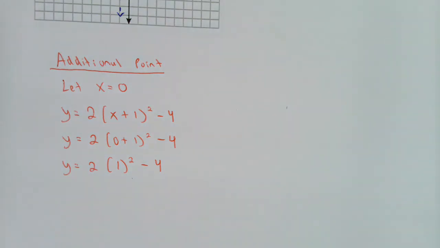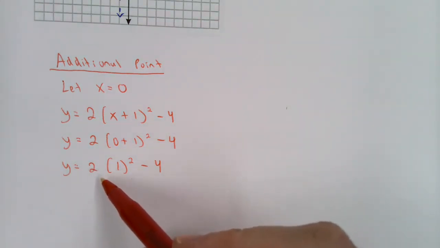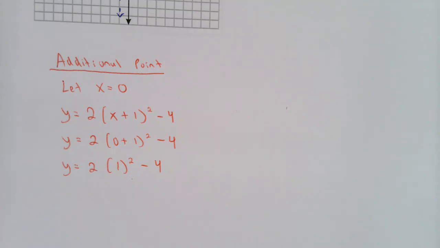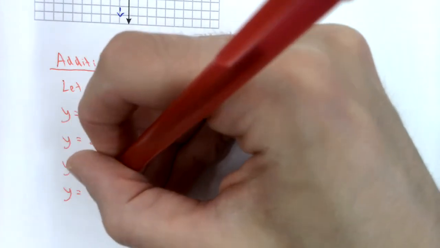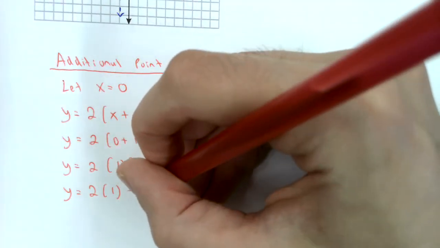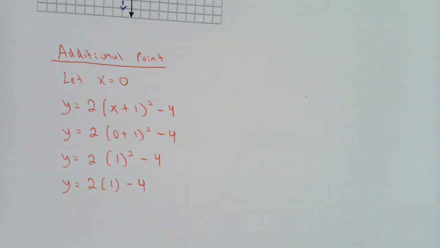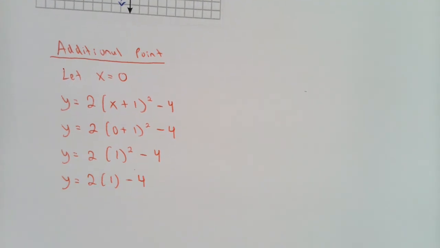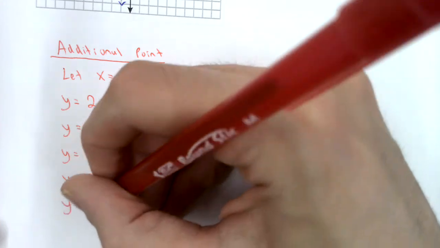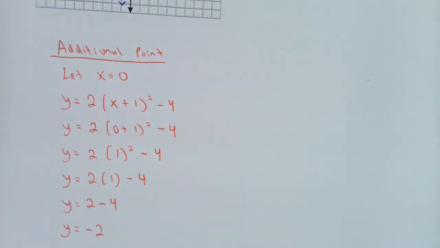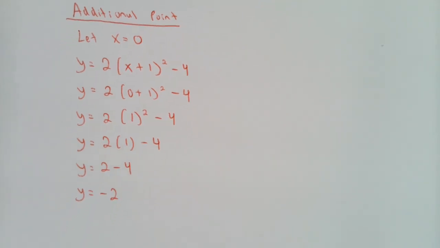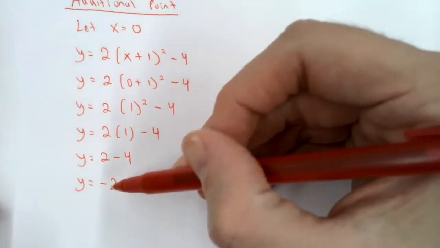Okay? Now be careful. We're not multiplying next. You're doing the exponents next. 1 squared is 1. So it's y equals 2 times 1 minus 4. 2 minus 4 gives you y equals -2. So that means we have the additional point. We have 0, -2.